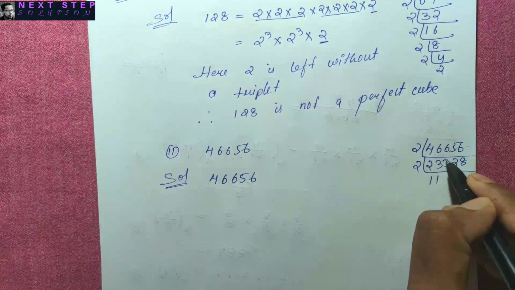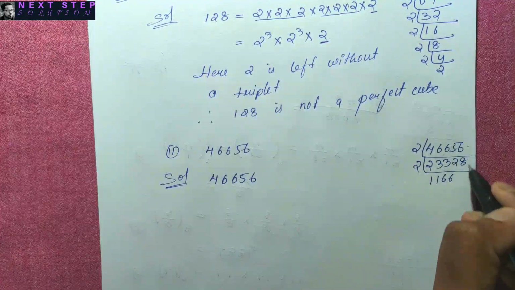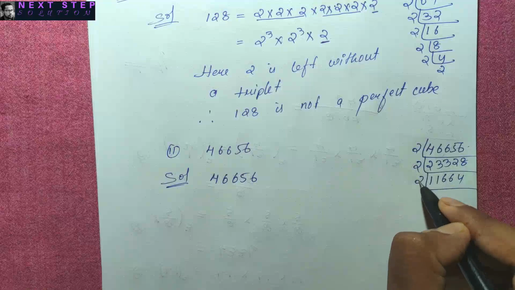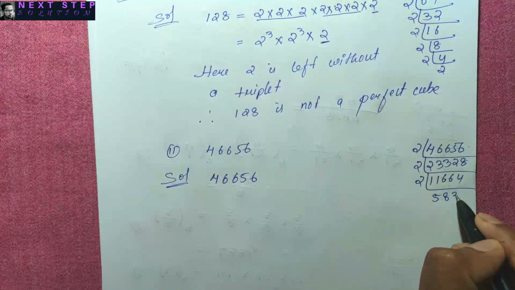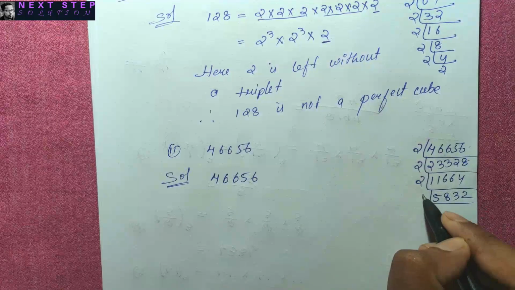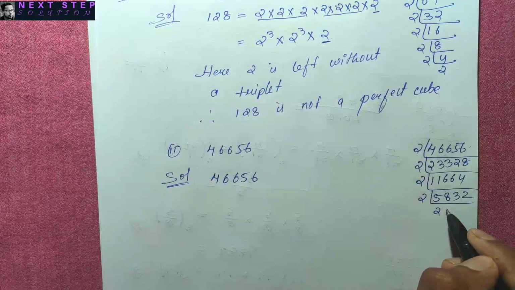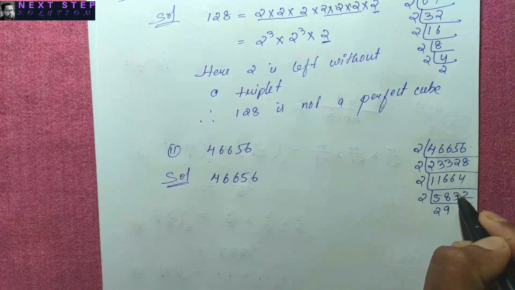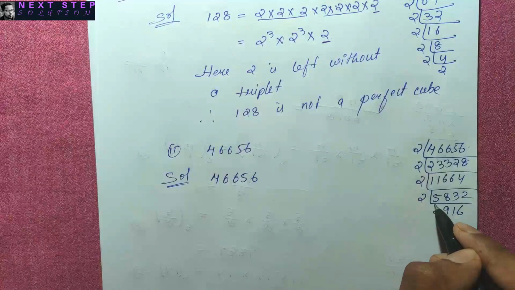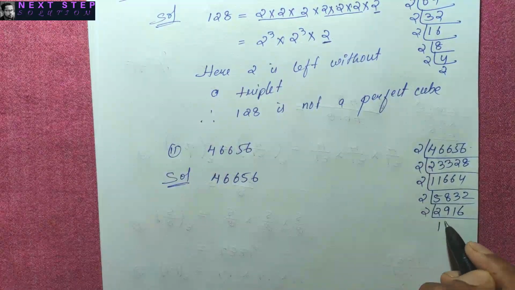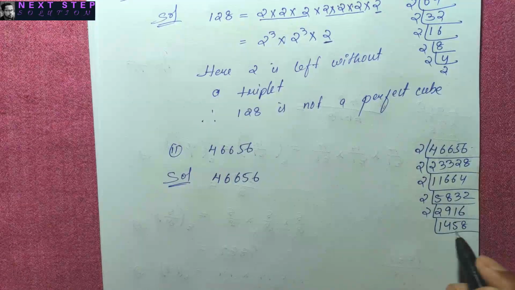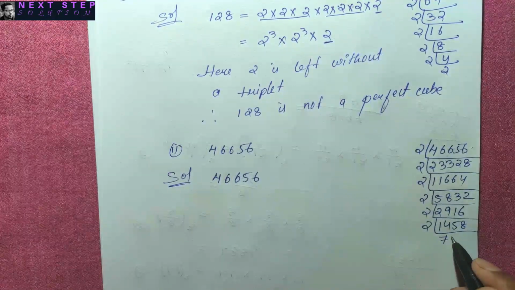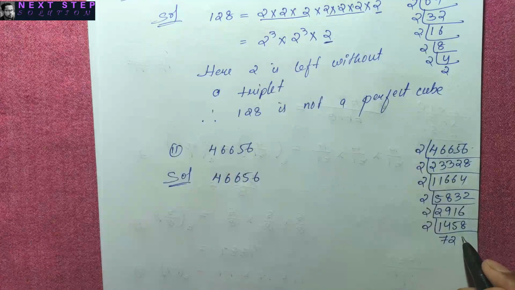Again with 2. 2 1s are 2. 2 6s are 12. 2 4s are 8. With 2 again. 2 5s are 10. 2 8s are 16. Then 2 3s are 6. 2 2s are 4. 2 9s are 18. 2 1s are 2. 2 6s are 12. Again with 2. 2 1s are 2. 2 4s are 8. Then 2 5s are 10. 2 8s are 16. 2 7s are 14. 2 2s are 4. 2 9s are 18.